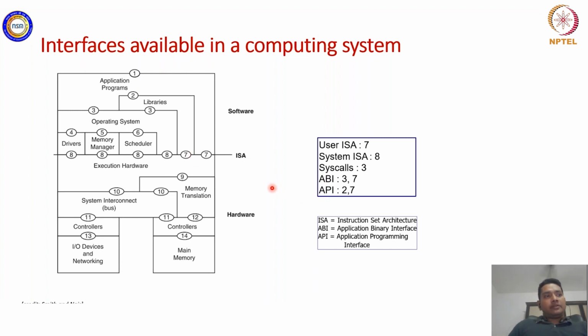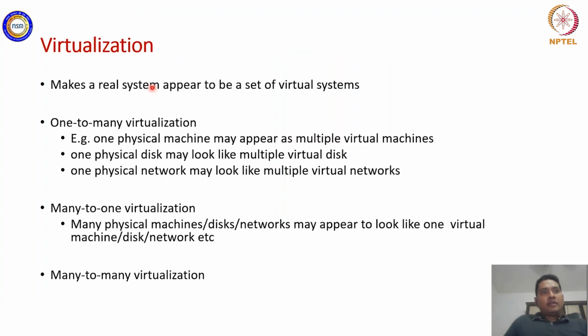Now we will talk about virtualization. Virtualization makes a real system appear to be a set of virtualized systems, but they will appear as real systems to the operating software. So basically, let's say you have one machine which you want to virtualize. That means you can have one to many virtualization. One physical machine can appear as multiple virtual machines.